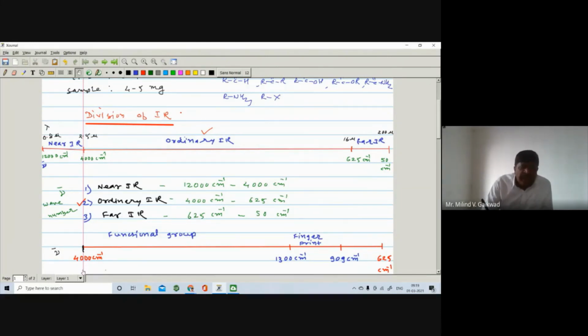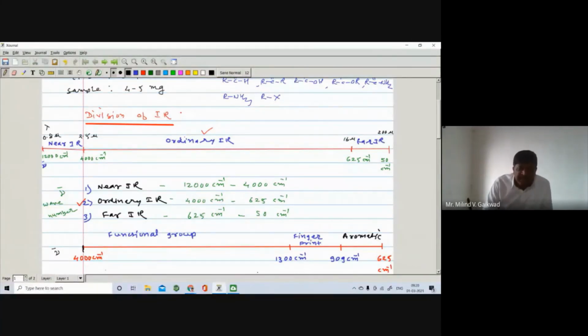Ordinary IR is divided into three parts: functional group region, fingerprint region, and the aromatic region. The name itself tells its definition. The functional group region gives information about the presence of functional groups. Generally, due to the stretching vibration, you have the spectra in this region, 4000 to 1300 centimeter inverse.